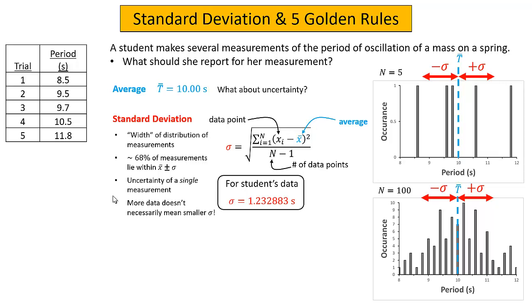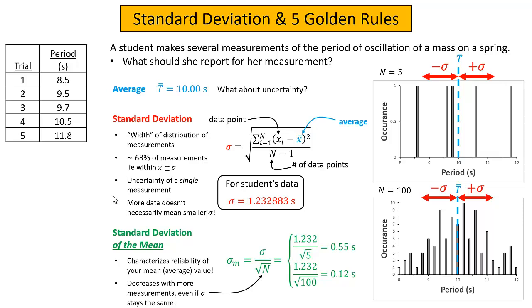So we need a new quantity, and this new quantity is called the standard deviation of the mean. Not to be confused with the standard deviation itself. This quantity characterizes the reliability of your mean value, or the average value. The definition is you take the standard deviation and divide by the square root of n, the number of data points. That's really important because if you have more measurements, then even if sigma stays the same, even if you have the same uncertainty on any individual measurement, you're getting more and more precise on your average measurement.